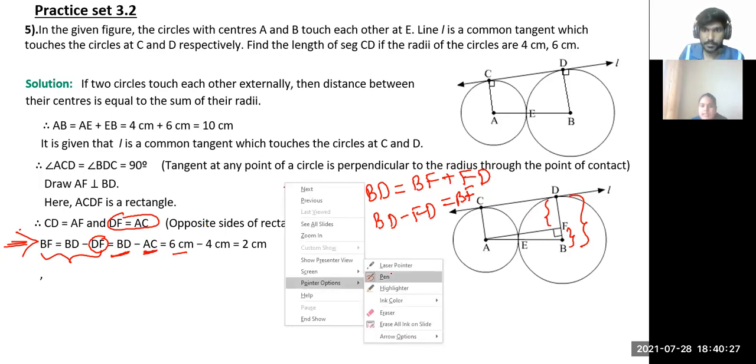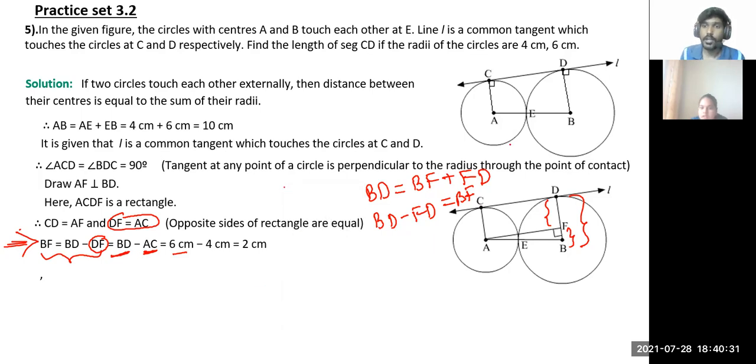Why are CD and AB not equal? It is equal. By the property of a rectangle, it is equal. Why does it become equal, you know why? And then BD is also not equal. Not BD, their length FD. FD, not BD, FD or DF.